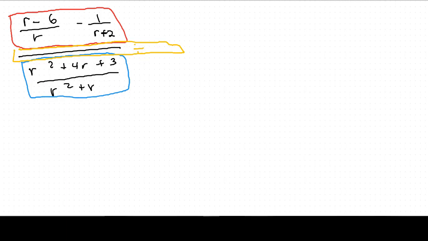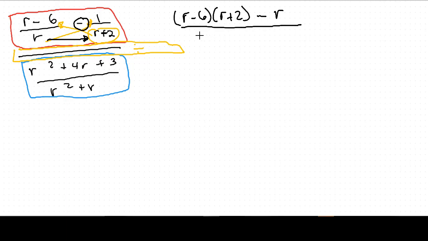So I'm going to simplify the top first. So I'm going to use our cross multiplication trick to do that. So this is going to be R minus 6, I'm going to put that in parentheses, times R plus 2. This sign right here stays the same, so I'm going to put minus there. And then R times 1 is R. And then I just multiply those two together, so that becomes the bottom of my fraction. So this is going to be R times R plus 2.